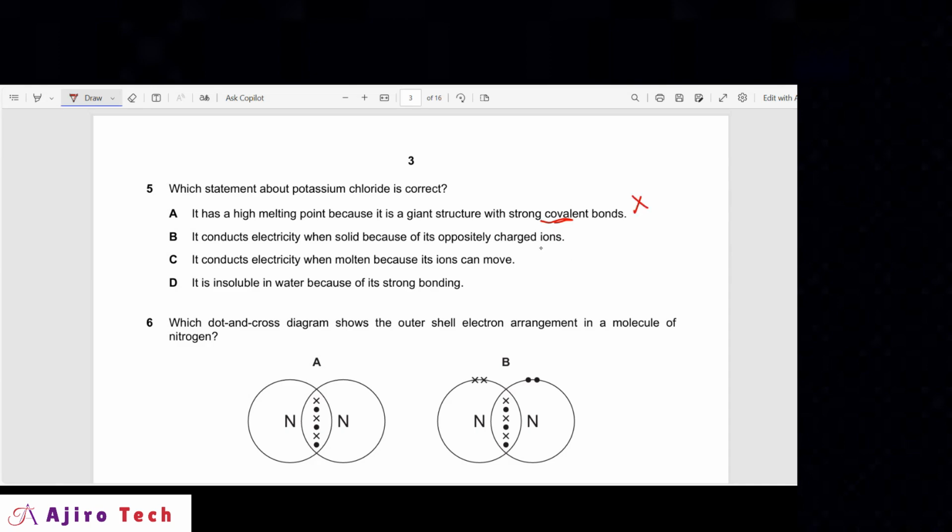It conducts electricity when solid because of its oppositely charged ions. It doesn't conduct electricity when solid, so you have to be very careful with this line. It only conducts electricity in the molten or aqueous state. It conducts electricity when molten because the ions can move. This is correct. It's insoluble in water? No, it's soluble. So the answer to this is C.